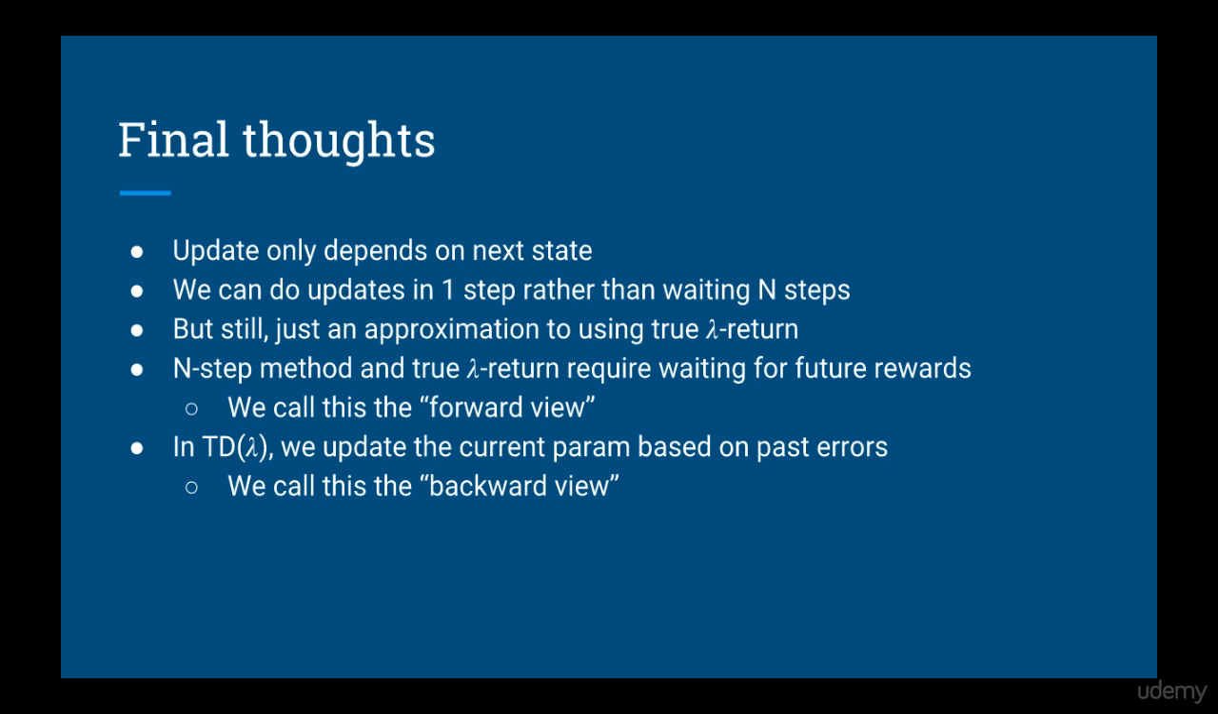But also remember that this is just an approximation to using the true lambda return. One distinction that is made sometimes, because the n-step method and true lambda return require looking ahead to later states, we call this the forward view. Whereas with TD lambda, we update our current theta based on past errors, so we call this the backward view.